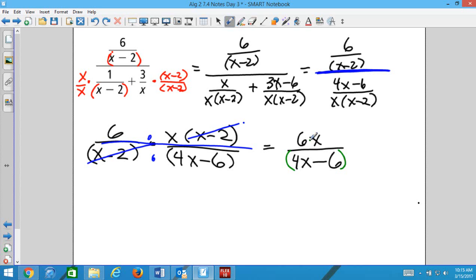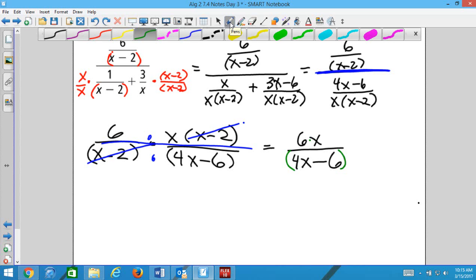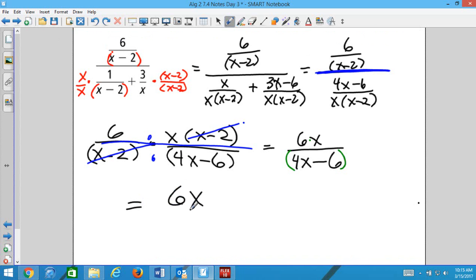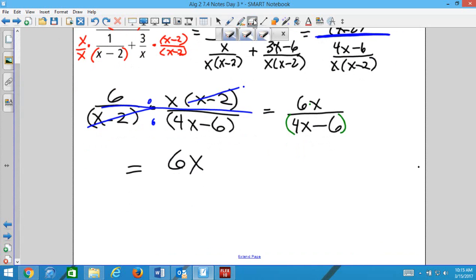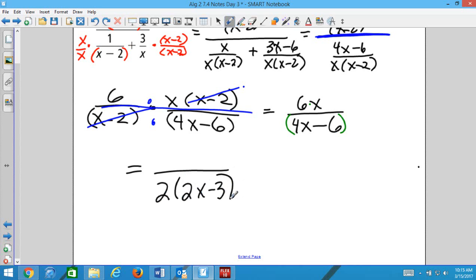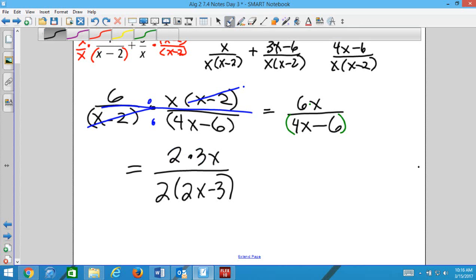So what we're going to do now is what Brandon said. He said that denominator factors. That 4x minus 6, that factors. There is a GCF. What is the GCF? 2. Don't forget the top. I'll just do the bottom first. That's better: 2 parentheses 2x minus 3. And since a 2 factors out of the bottom, is it possible that a 2 could factor out of 6x? Yeah, 2 times 3 times x. So since the 2 can factor out of the top and the bottom, we can cancel it.